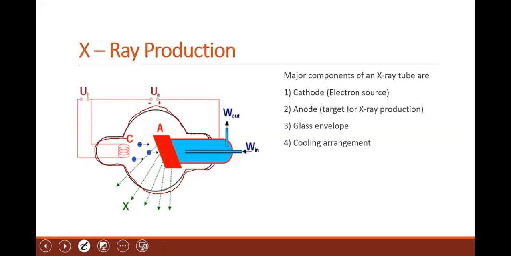You may ask a question: why is this glass envelope completely evacuated? If air is present, then the particles undergo primary ionization and secondary ionization, which I don't want here. That's why it is completely evacuated. Evacuated means the pressure is nearly equal to 0. You cannot make it exactly 0, but nearly.